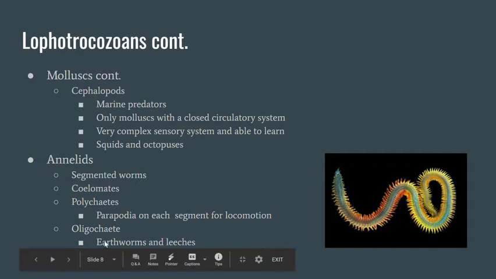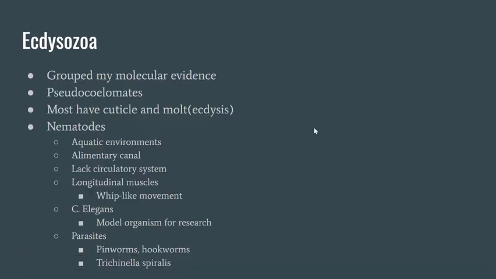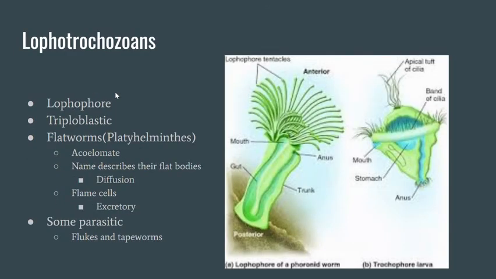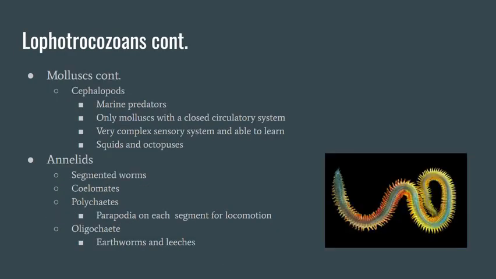Oligochaetes, these are your earthworms and leeches. Oligo means few, so not surprisingly, you don't find much hair on earthworms or leeches. So quick reminder, everything that I talked about up until now, from flatworms all the way to annelids, these are all part of the Lophotrochozoa.